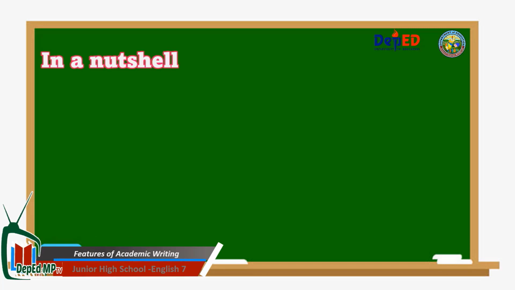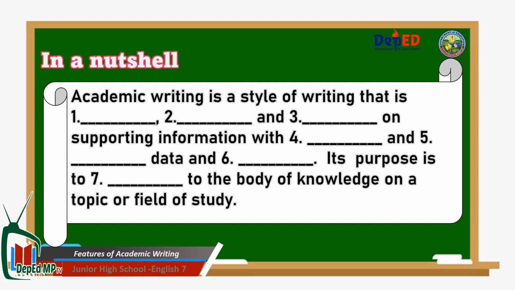In a nutshell, let us define what academic writing is. Thus, your task is to supply the missing words to complete the thought on academic writing. Let's begin. Academic writing is a style of writing that is blank, blank, and blank on supporting information with blank and blank data and blank. Its purpose is to blank to the body of knowledge on a topic or field of study.